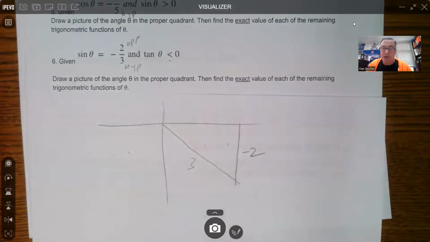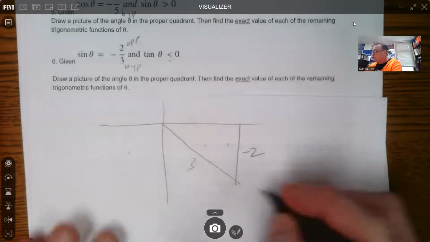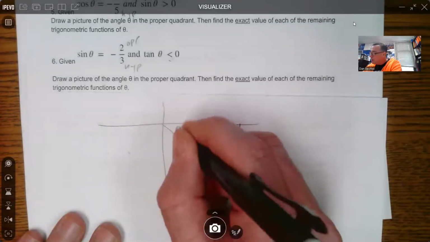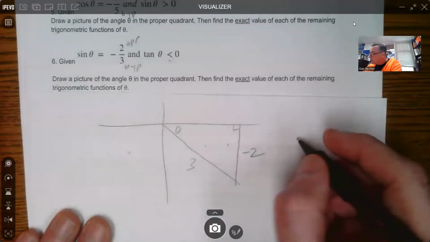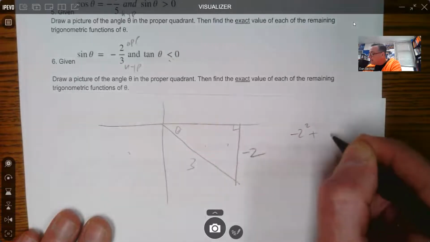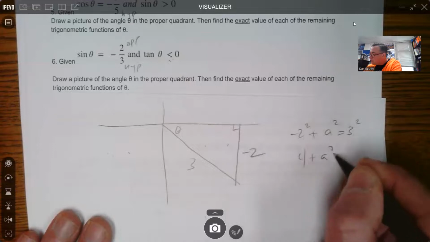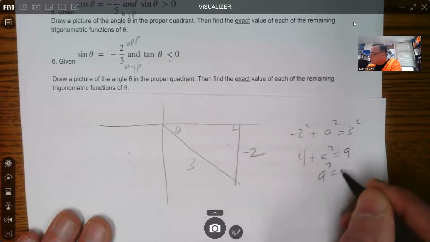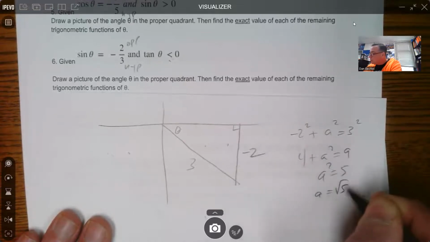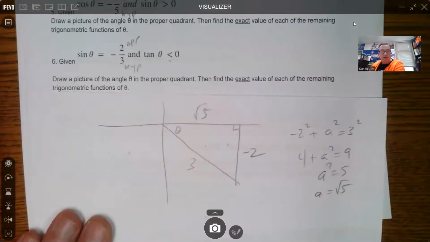This doesn't have one of those nice ones, so we're going to have to use the Pythagorean theorem to find it. Not that big of a deal. So this will be to find our adjacent one here. And so we're going to do -2 squared plus a squared is equal to 3 squared. 4 plus a squared is equal to 9. A squared is equal to 5. So a is equal to the square root of 5. That's what we have for our x value here.